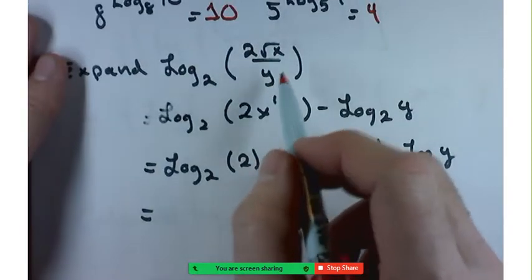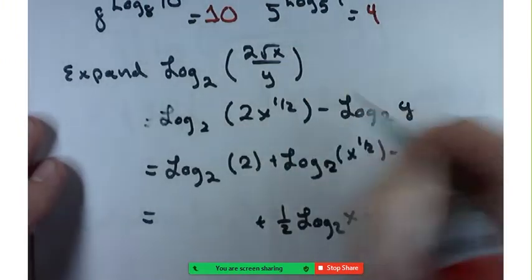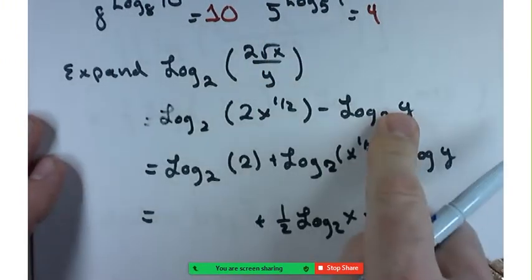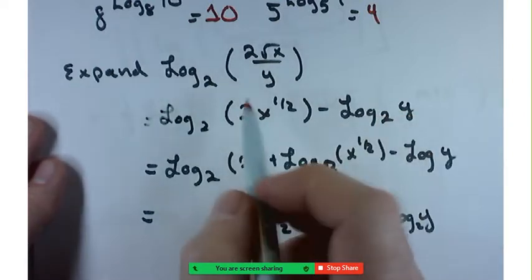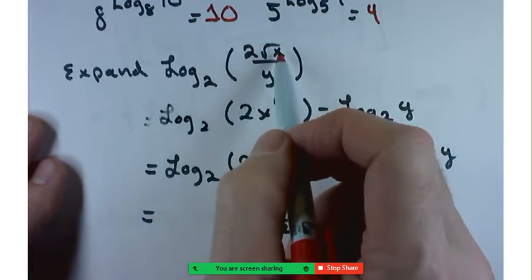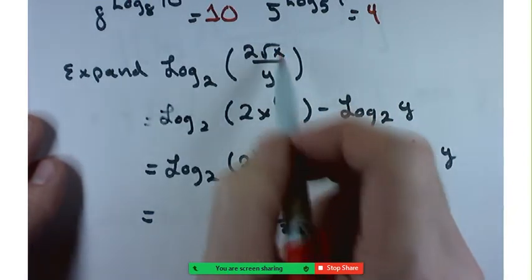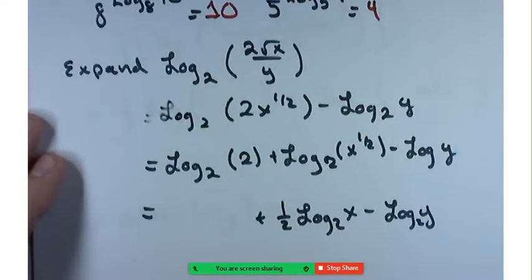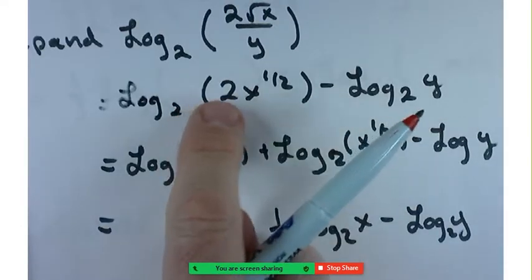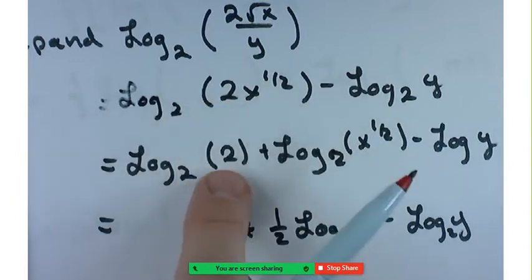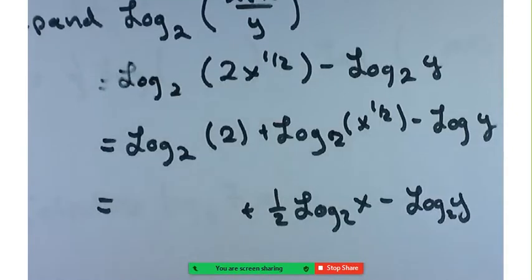So the first thing to do is to use the quotient rule and separate it into numerator and denominator. Log of the numerator minus log of the denominator. Okay, that's fine. Now, notice one thing that I did here. I rewrote the square root of x as x to the 1/2. Those two are interchangeable. This part right here is a product, so it becomes the log of the first plus the log of the second. Log base 2 of 2, log base 2 of x to the 1/2.